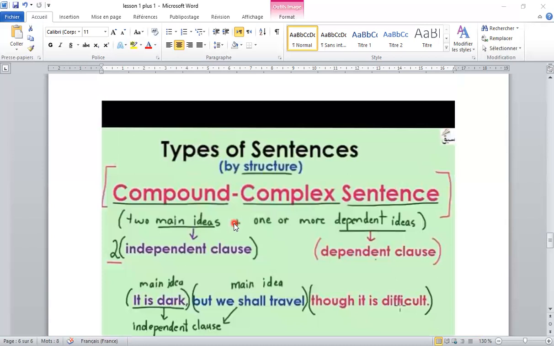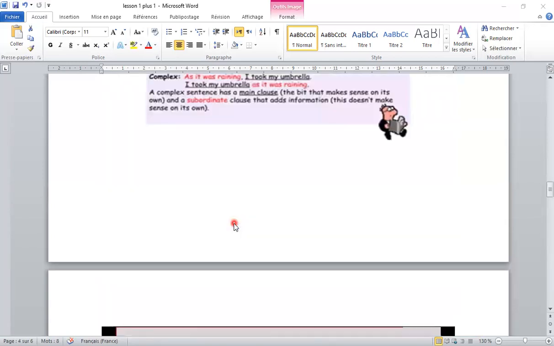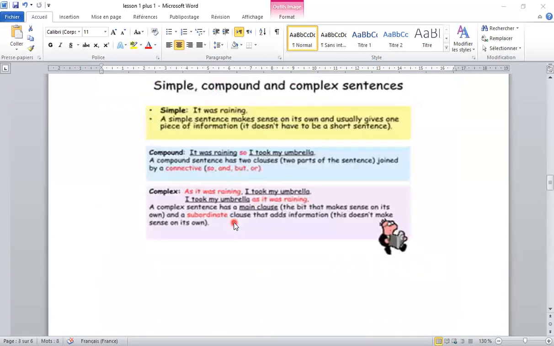Now, concerning the complex sentence, here is an example. Maybe it's not that clear, it's blurred, but I will retype them again.